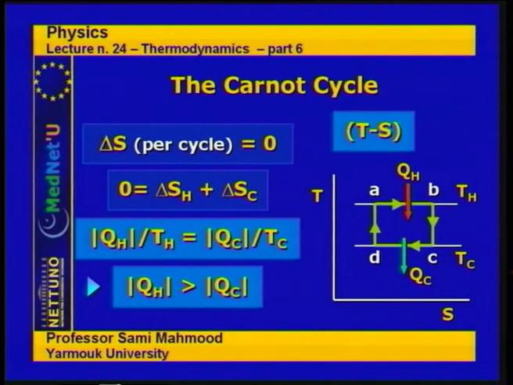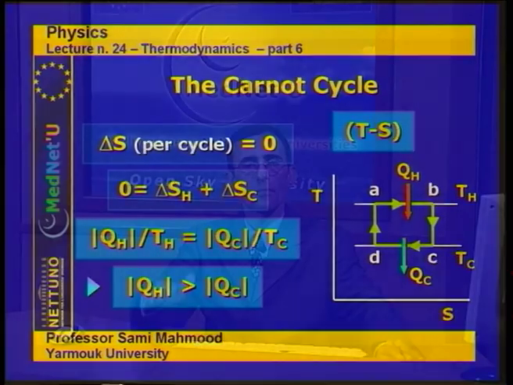And finally, the system goes from state D back to state A through an adiabatic process, and this adiabatic process is characterized by Q equals 0, and thus delta S is equal to 0. So this is the diagram that illustrates the Carnot cycle, the 4 strokes on a TS scale.